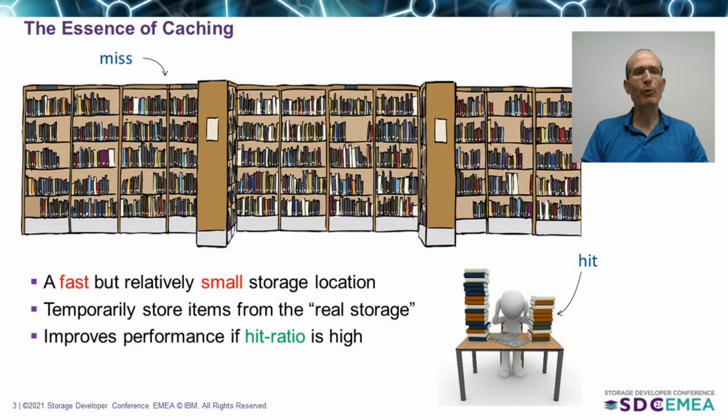A cache can improve performance if its hit ratio is high. A read request is considered a hit if the data being read is stored in the cache. A read request is a miss if the data being read is not stored in the cache, and we need to go fetch it from the remote storage.